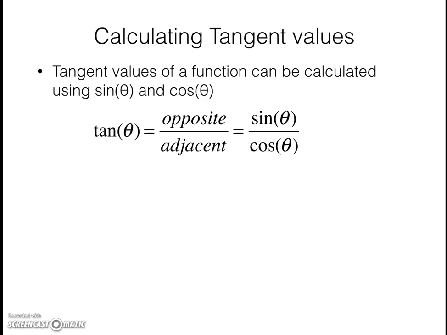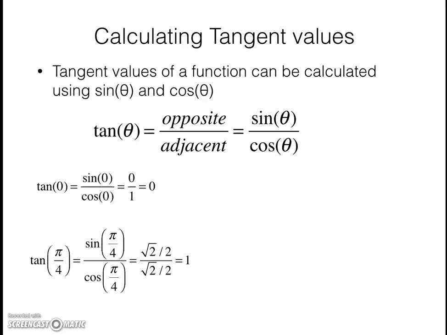Tangent values of the function can also be calculated using the ratio of sine to cosine. So although the tangent of an angle is equal to the opposite over the adjacent, it is also equal to the sine of the same angle divided by the cosine of the same angle. So to find the tangent of 0, we have sine of 0 over cosine of 0, which is going to be 0 over 1, which equals 0.